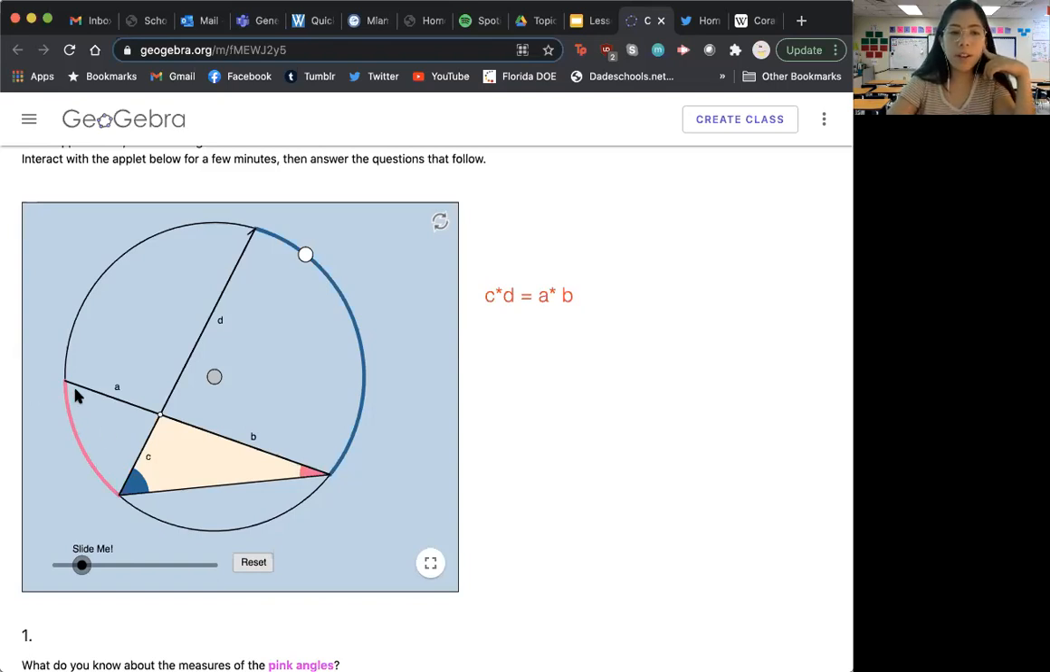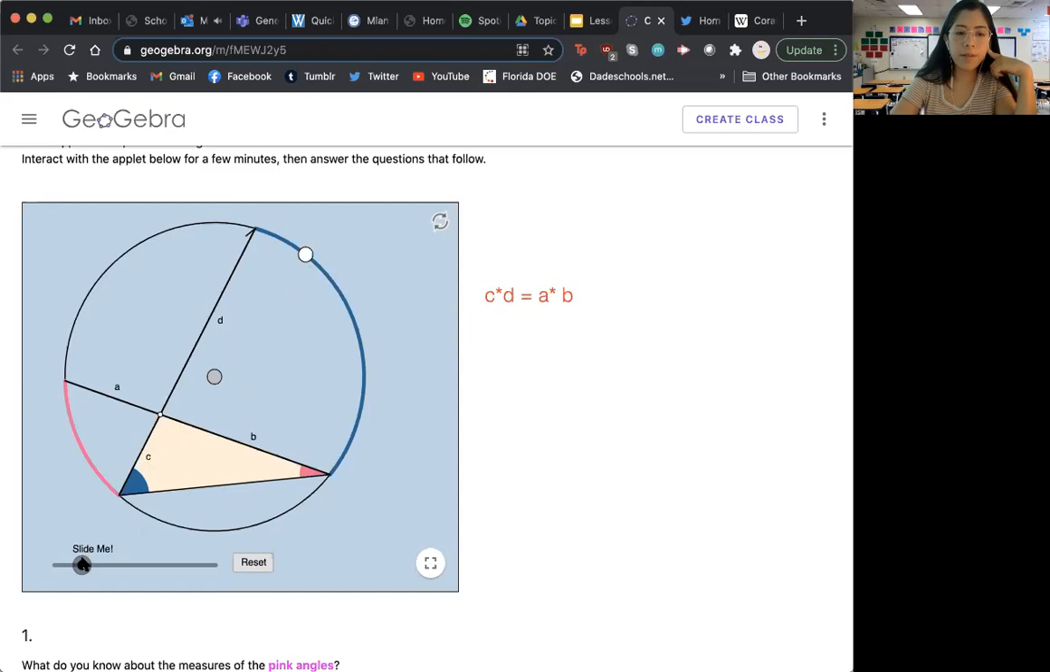Okay, the arc is 2 times the angle. Same thing with the blue one. This is an inscribed angle, and here is the corresponding arc. And so the inscribed angle times 2 is going to be the length of the arc, the degrees of the arc. So we know we already have that highlighted.